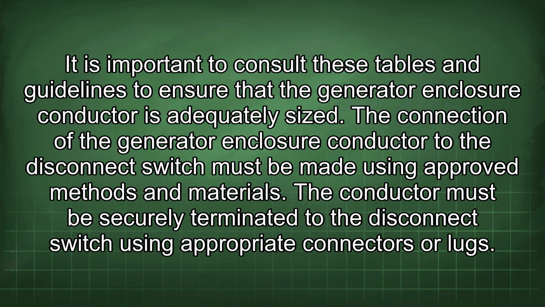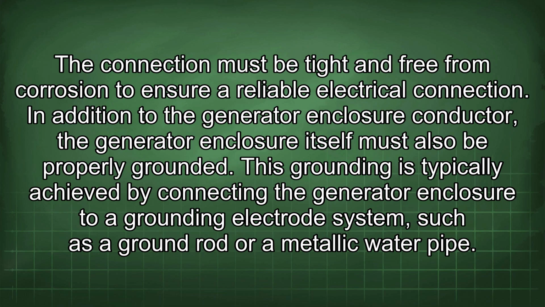The connection of the generator enclosure conductor to the disconnect switch must be made using approved methods and materials. The conductor must be securely terminated to the disconnect switch using appropriate connectors or lugs. The connection must be tight and free from corrosion to ensure a reliable electrical connection.